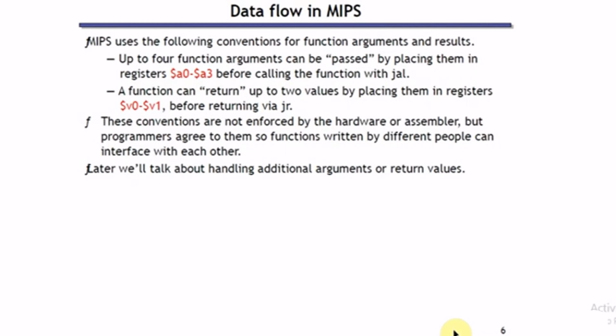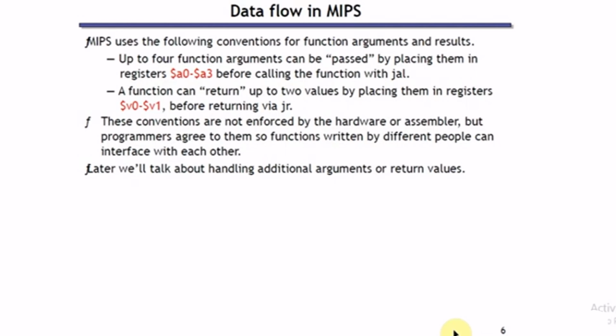So before you call a function by using the jump and link instruction, you should put the corresponding argument inside one of these registers. For example, in the factorial we only have one argument, so we use $a0. Before I call jump and link fact, I should put the parameter inside $a0.